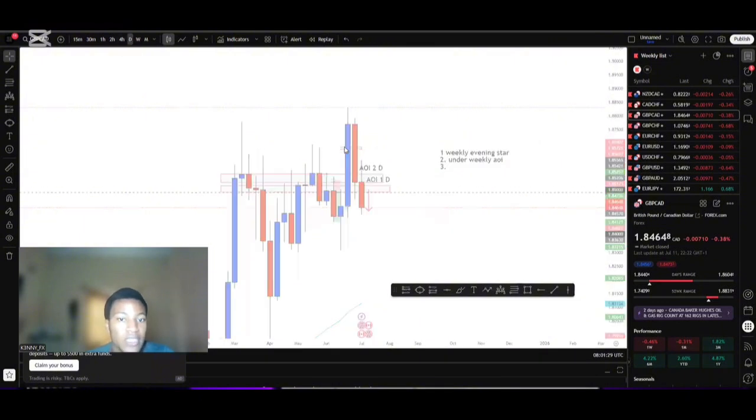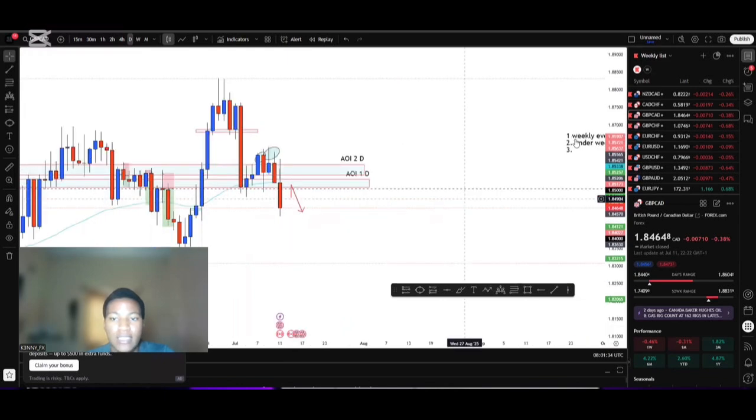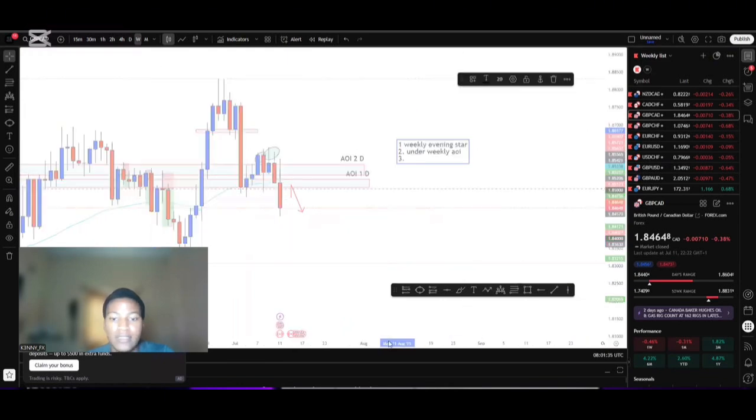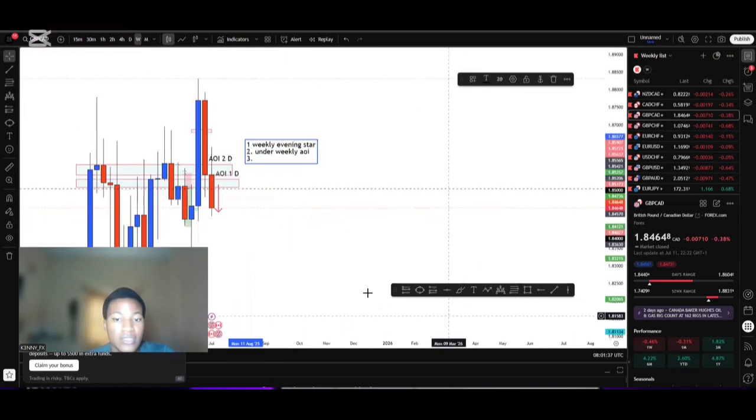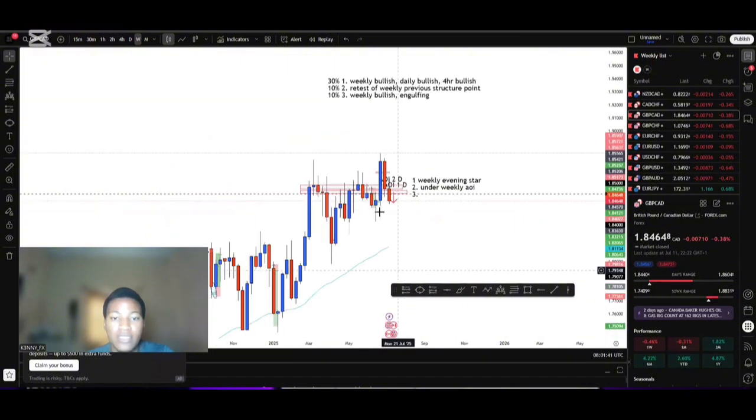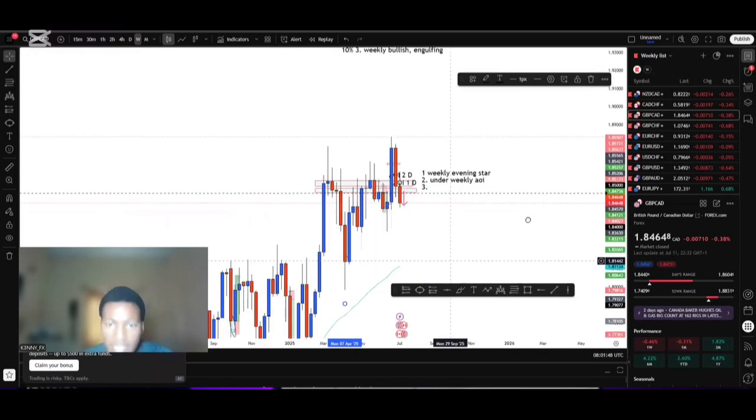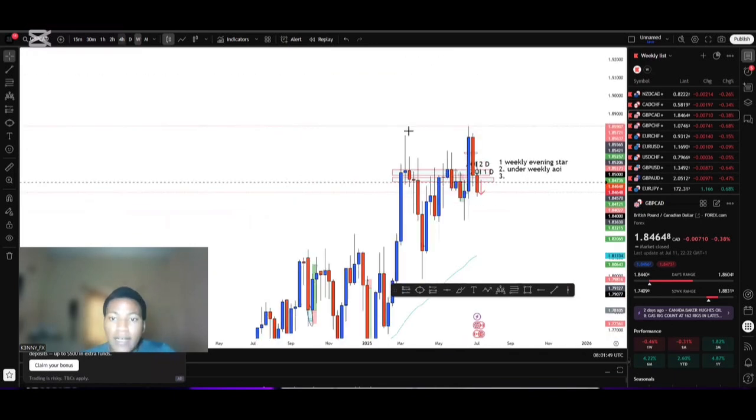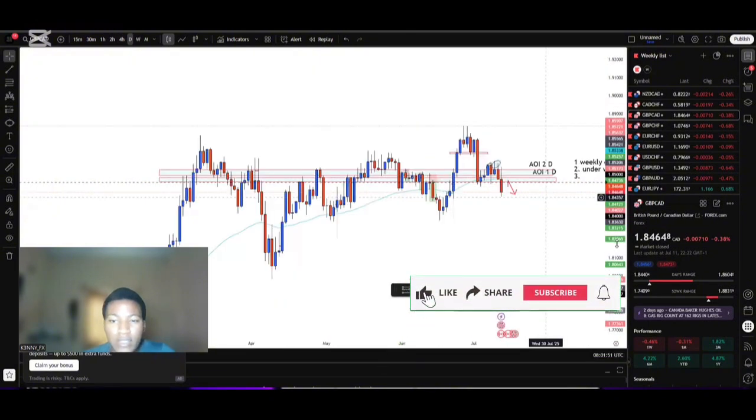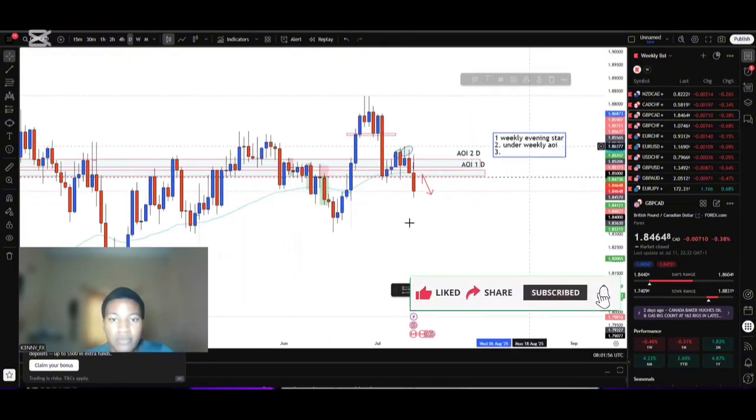We already have a weekly evening star, so it's indicating that we are selling, that it's trying to reject, right? And if you notice, the weekly has also been trending up in a way. That's not really the major reason, but the daily is what's piquing my interest mostly.